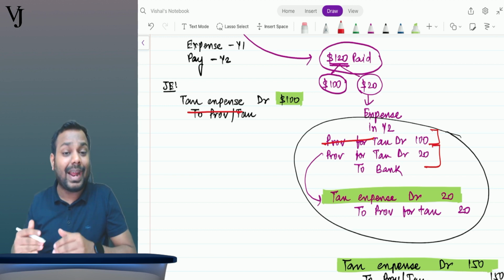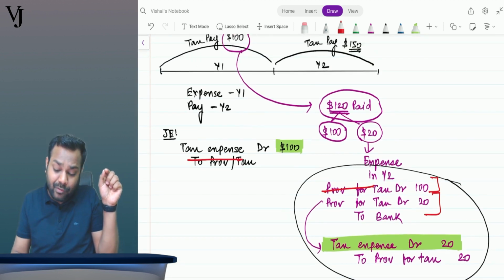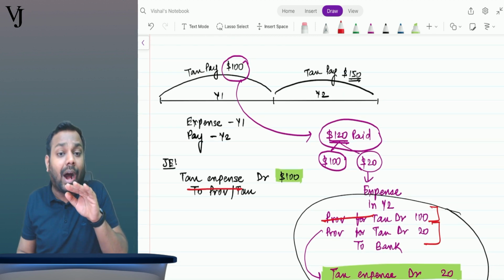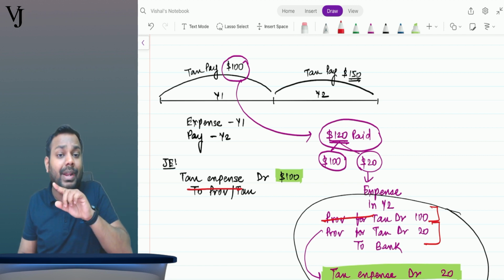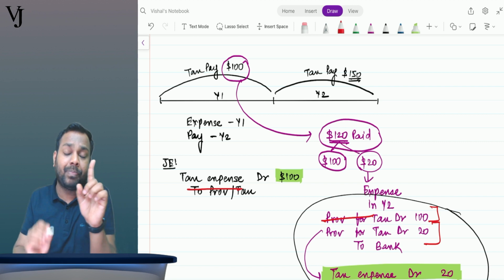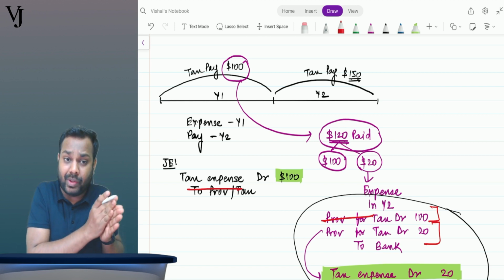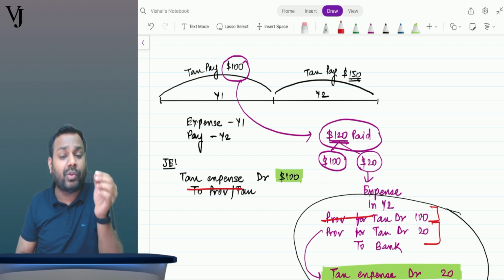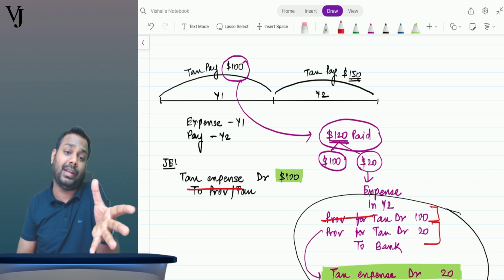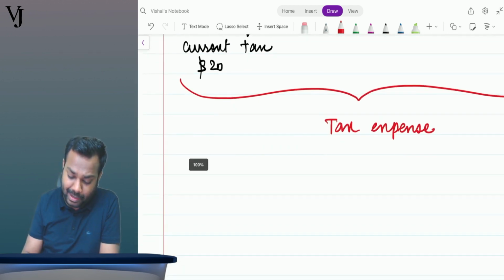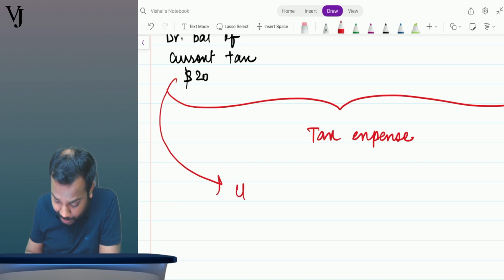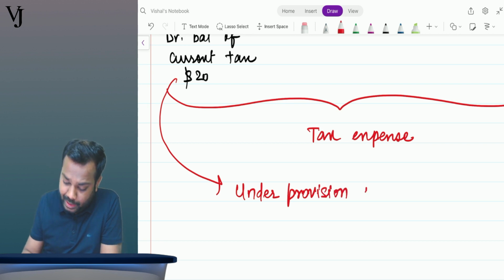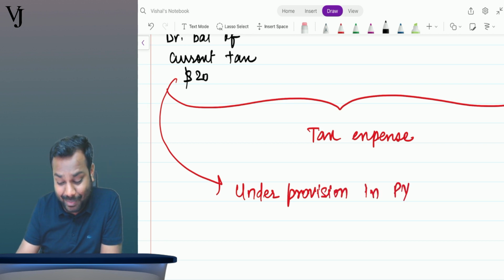But this debit you created extra. It means you were required to make a provision of 120 in the previous year, but you made a provision of only 100, so you made an under provision in the previous year. Hence you have to record that extra 20 provision in the current year. So this is the meaning of debit balance. Debit balance means under provision in previous year.